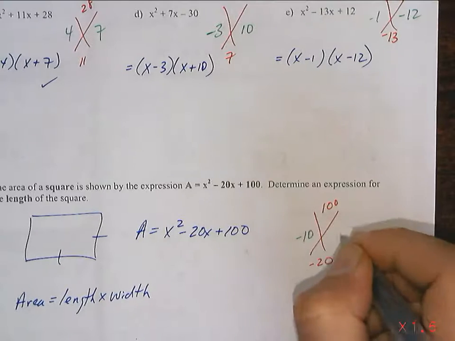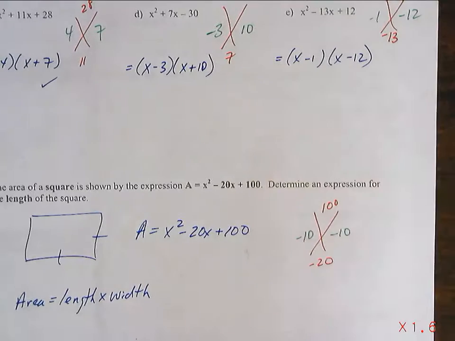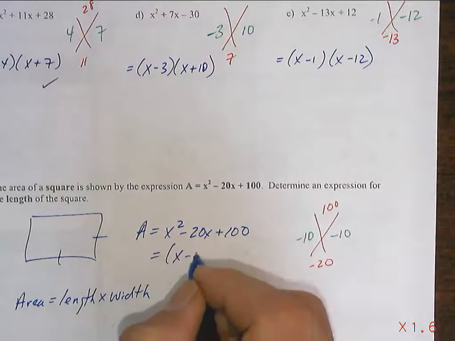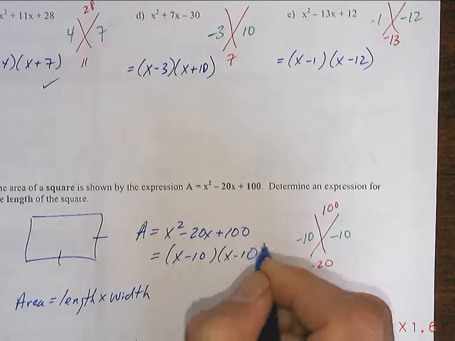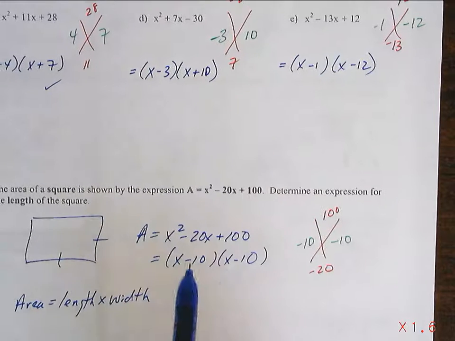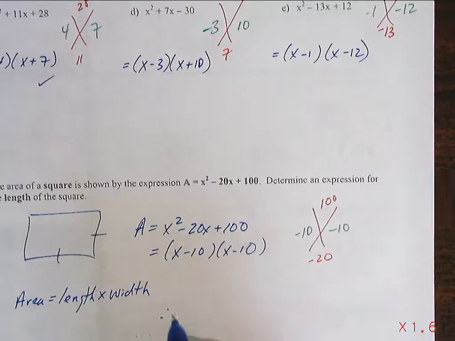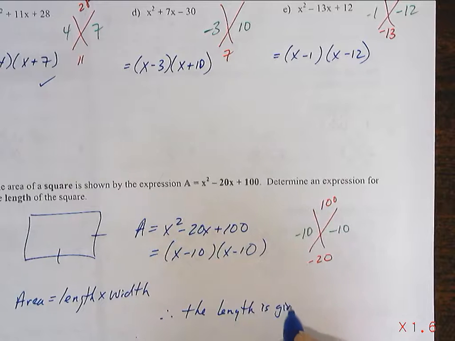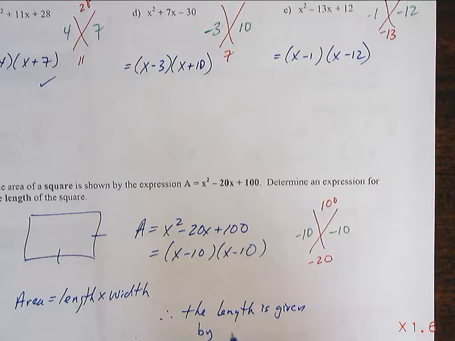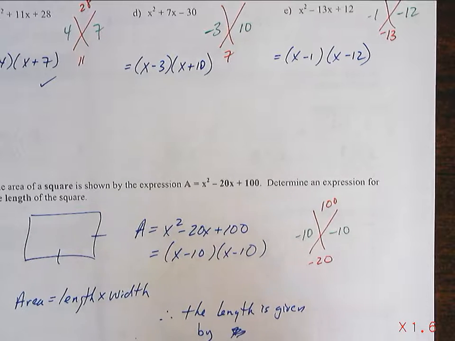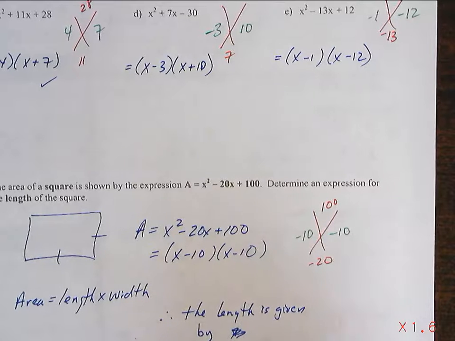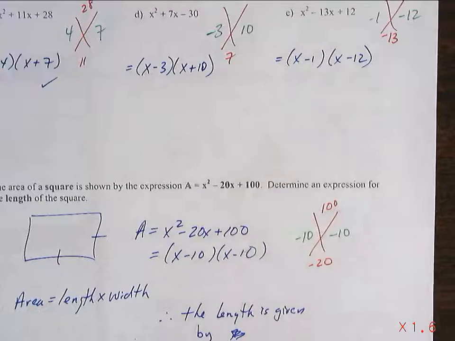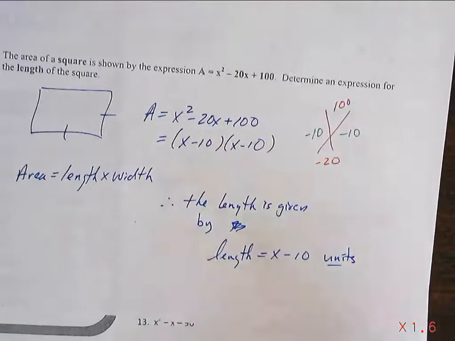I might be faster than you. You might have to stop and go over it. That's life. You're fine. Make sure you do. And look what we got. So this is length, this is width. So therefore, the length is given by x minus 10, and you should always put in units because it's going to be measured in something.